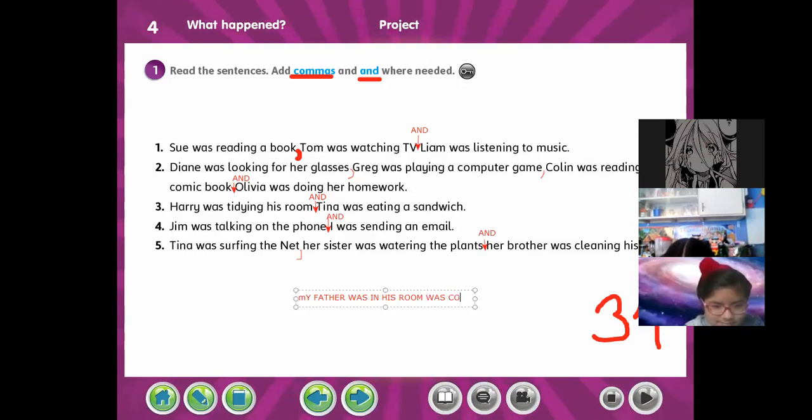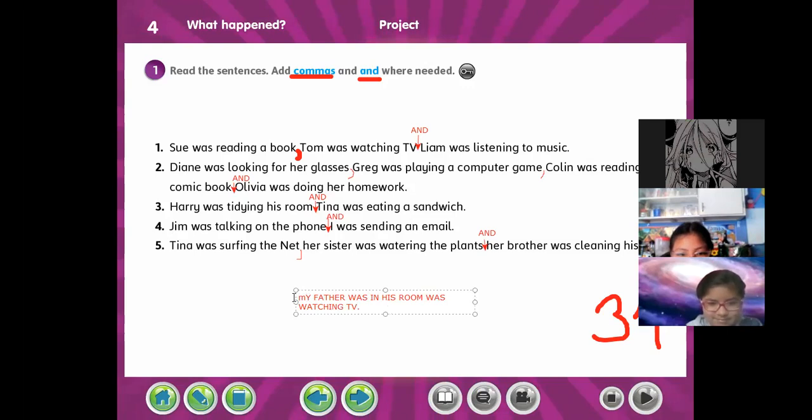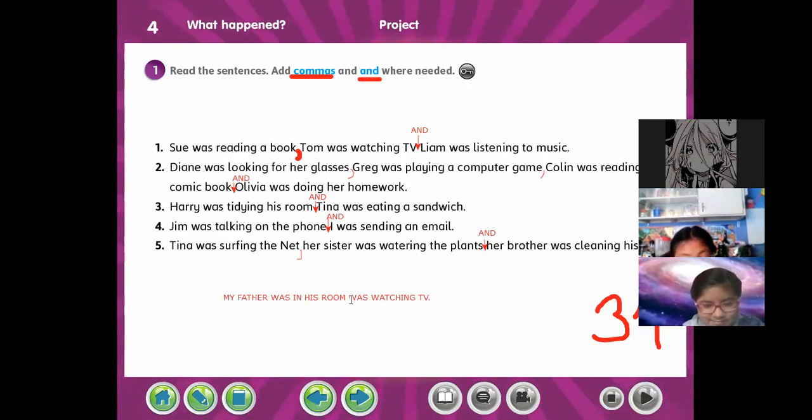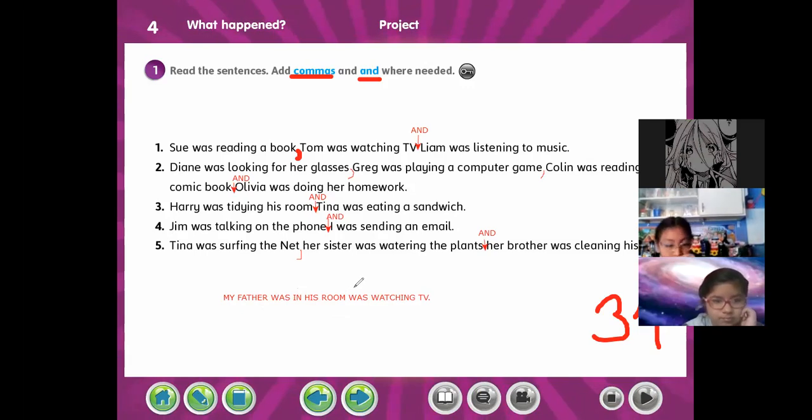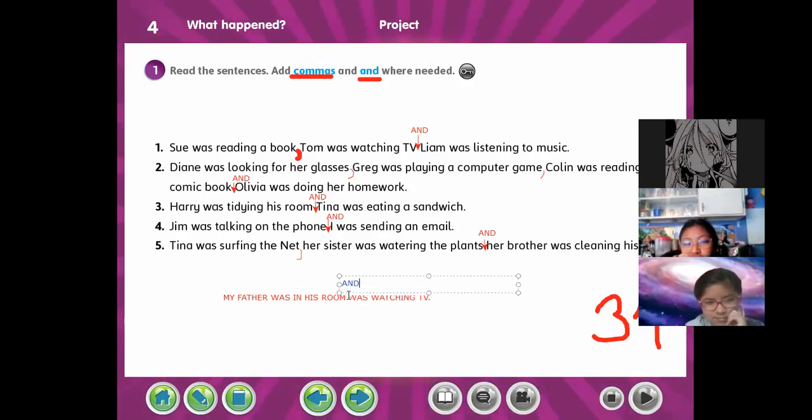Was cooking. Was watching TV. Chicos, ¿alguna vez tú escribes así? Is okay or is wrong? Wrong, teacher. Sería and what was watching TV. Yeah. Teacher sería, my father was in his room, comma, he was watching TV.